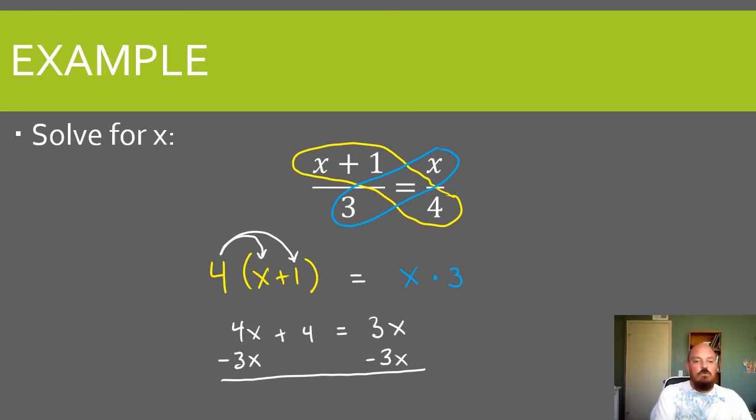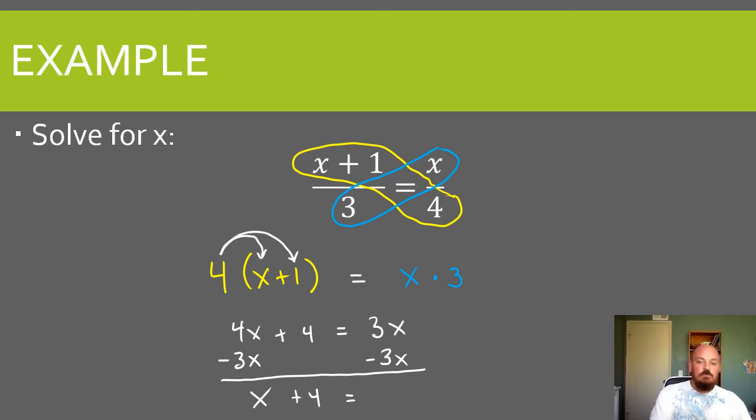Now what I have, 4x minus 3x is 1x. Now when you have a 1x, I usually just put x. You can put the 1 there if you want, but I'm just going to put x. Then we have a plus 4 that drops down, and it all equals 0.